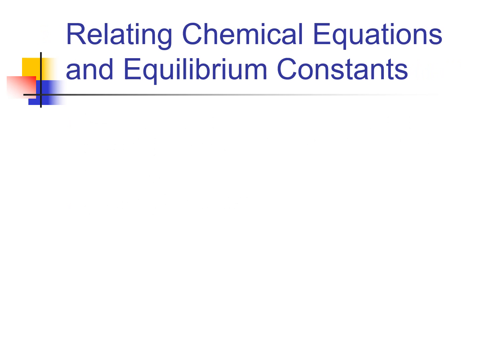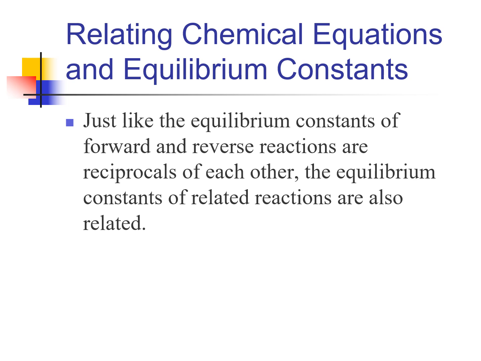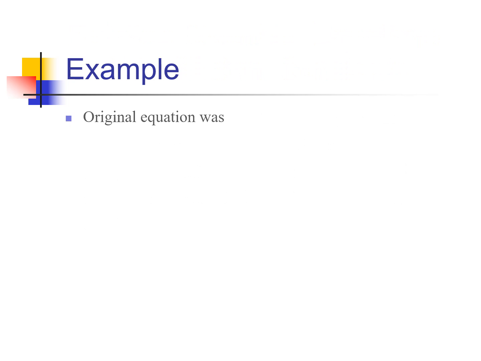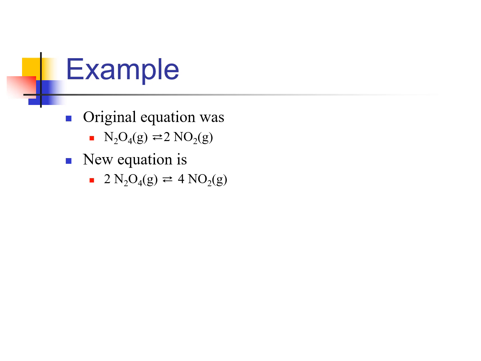Pretty straightforward. Now, we can manipulate the chemical equation to give us new equilibrium constants as well. And the AP people love to ask this, especially in multiple choice. So just like the equilibrium constants of forward and reverse reactions are reciprocals, the equilibrium constant for related reactions will also be related in some way. In other words, if we mess with an equation, we can figure out what the new equilibrium constant should be. So let's say this is our reaction. And let's say this is our new one.